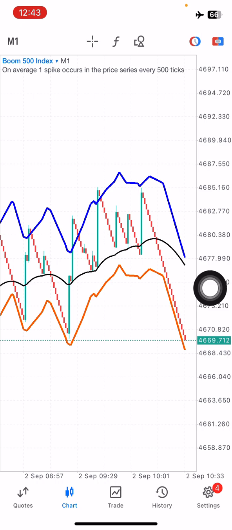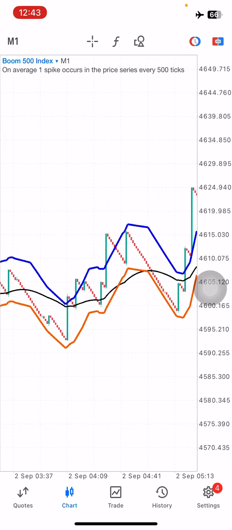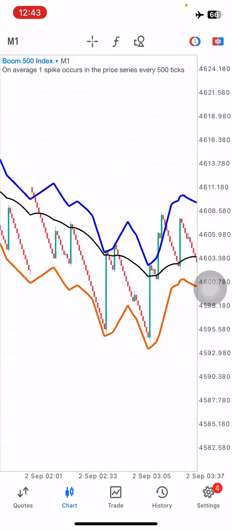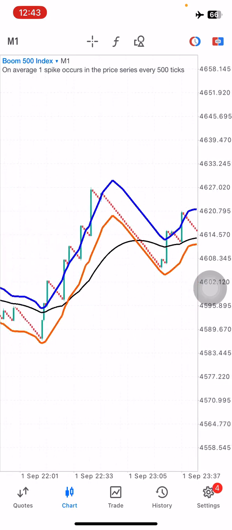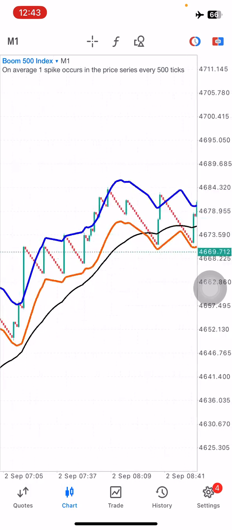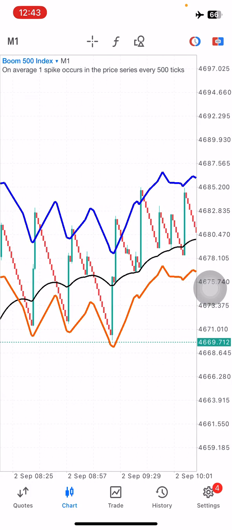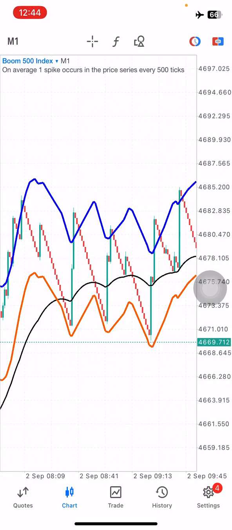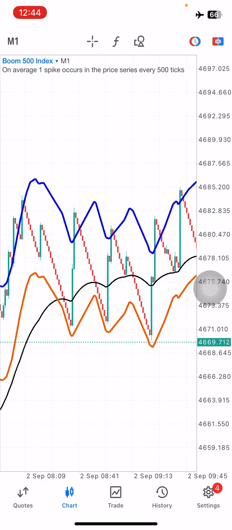I don't know if you're really seeing this, guys. You can backtest it, use a demo. If you are just getting started, use a demo and ensure that you follow the exact trend of the market.